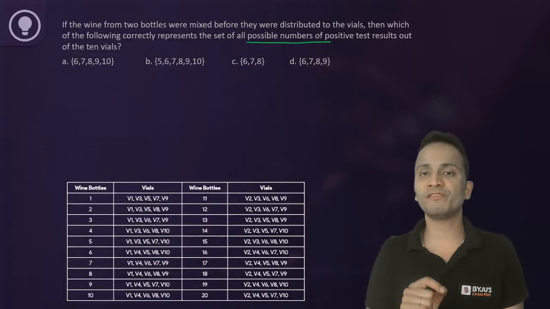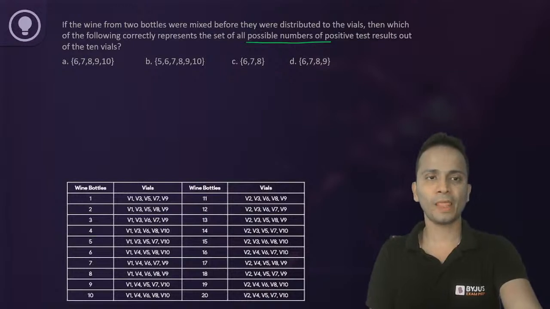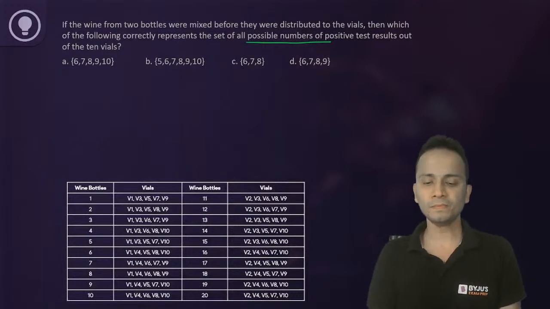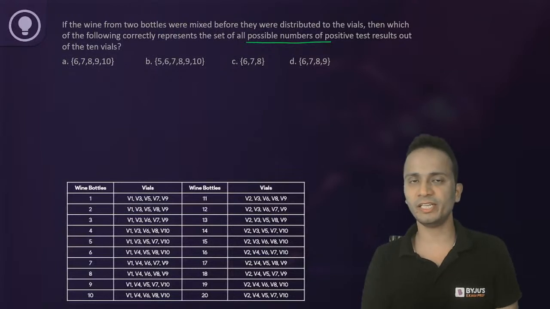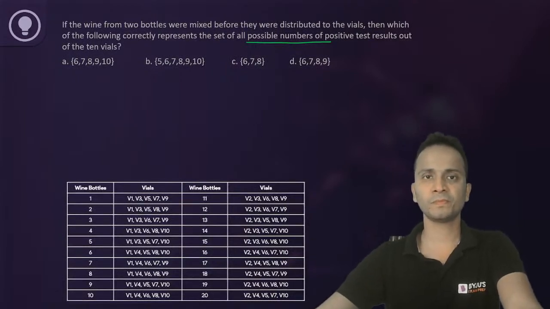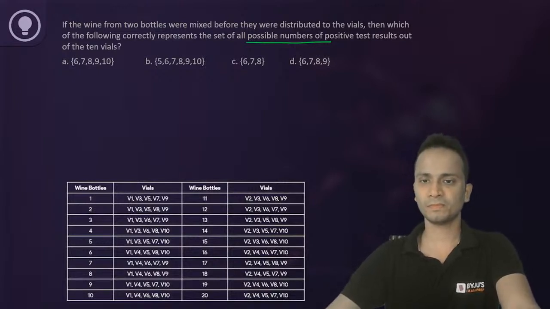Number of positive test results. Okay. So this question is asking about the possibility, not certainty. So please be careful, read the language of this question and then mark your answer. Be a little careful.